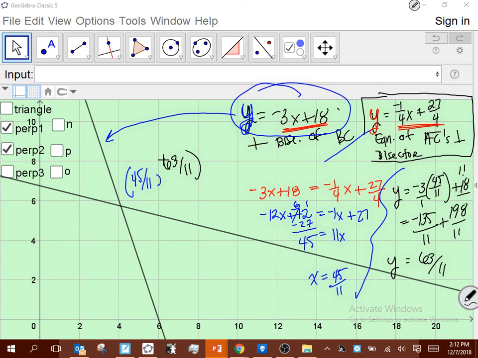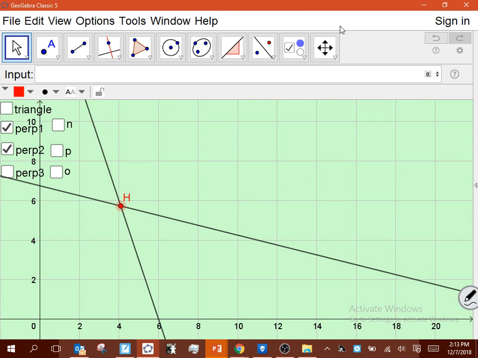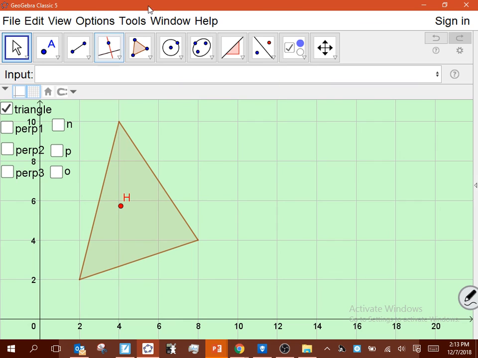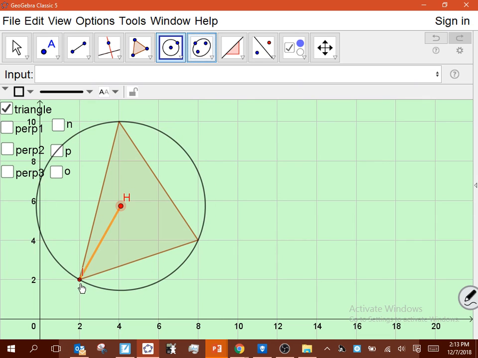Now, the way I would check myself here, since I am using GeoGebra, is to type in 45/11, comma 63/11, and see if that point shows up at the intersection. Obviously it's a lot of work, a lot of information, but what does that point do for us? If I were to find that distance right there and use that as a radius of my circle centered at H, that circle passes through all three vertices of the triangle. That's called the circumscribed circle.